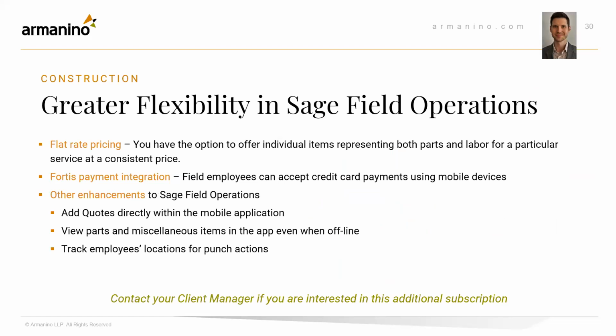Another enhancement is around the Sage field operations. So this allows for flat rate pricing, so you can offer individual items representing both parts and labor for a particular service at a consistent price. It also integrates with Fortis payment so that employees have the functionality to accept credit card payments using any mobile device.